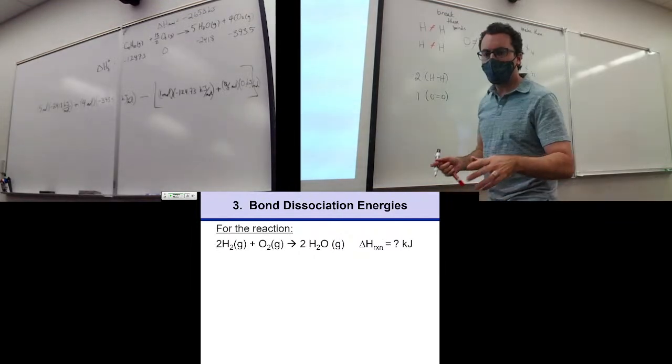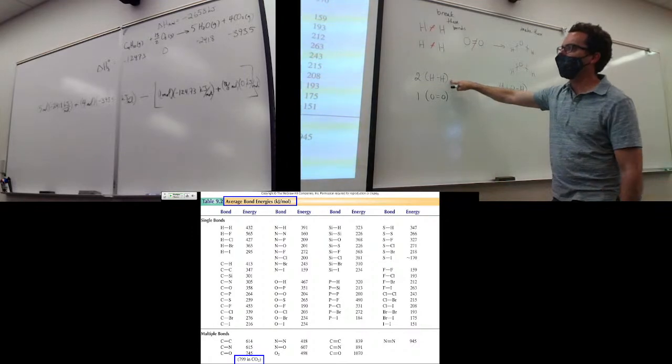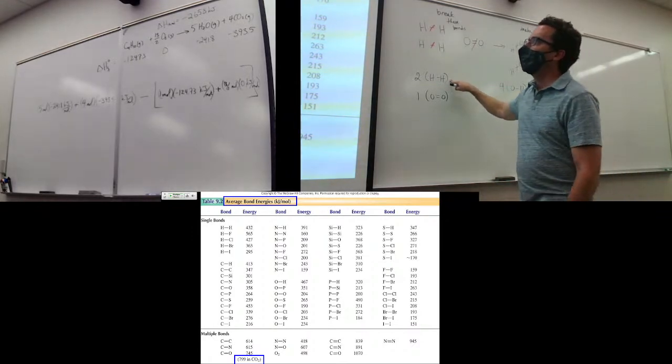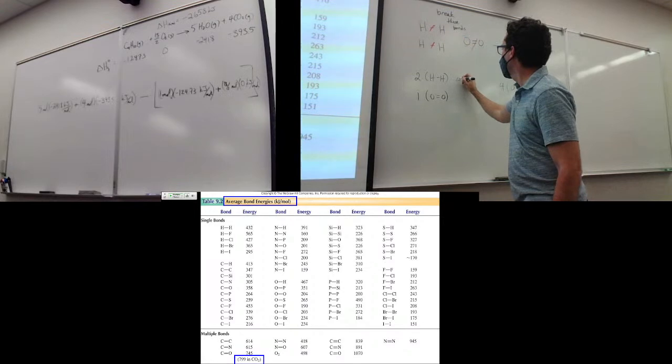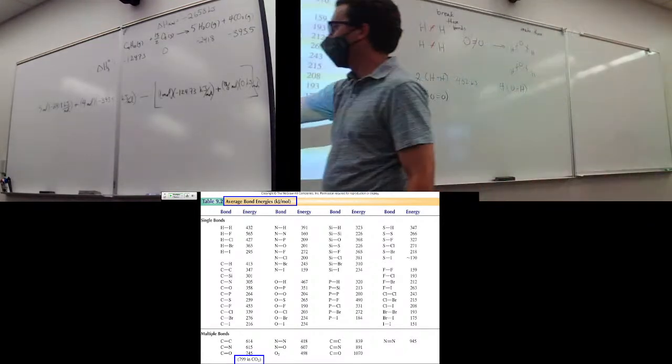Anyway, this is where we go back to the table. I will look up what it costs to break an H-H bond: 432 kilojoules. What does it cost to break an O2 bond?